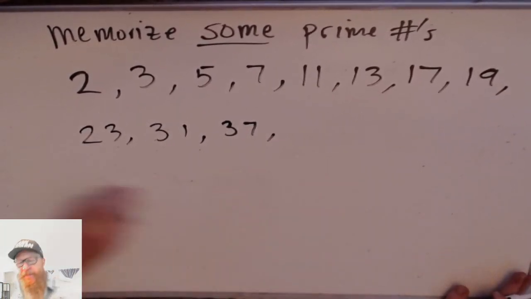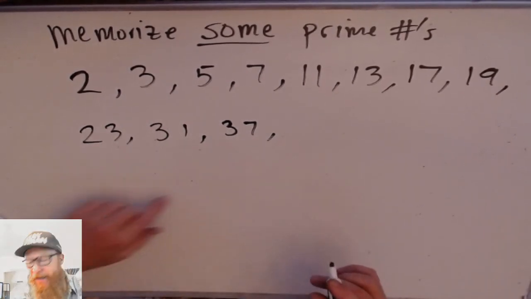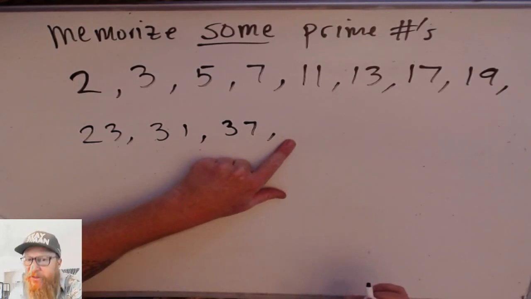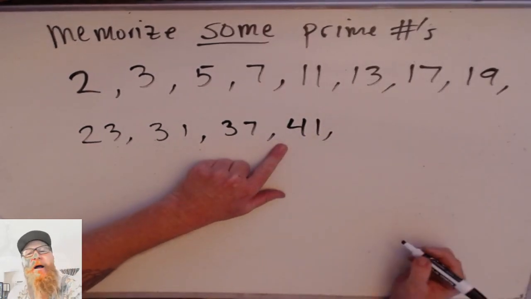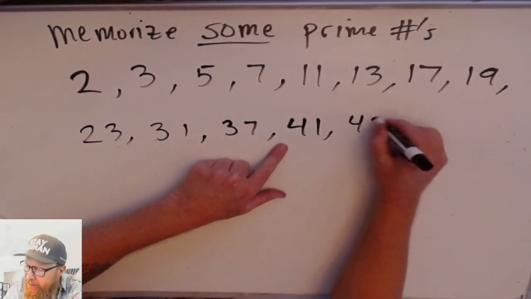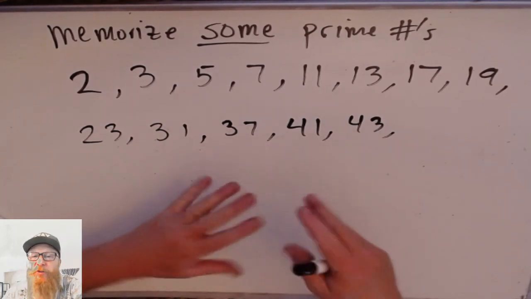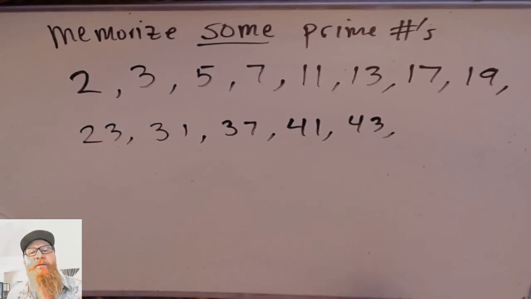I don't know how many of these you want to memorize. I can do a few more. 39, nope. 39 is 3 times 13. So that's not prime. 41 is prime. 43 is prime. So these numbers, if you tried to factor them, they're not divisible by any other number except themselves and 1. The only factors are themselves and 1.